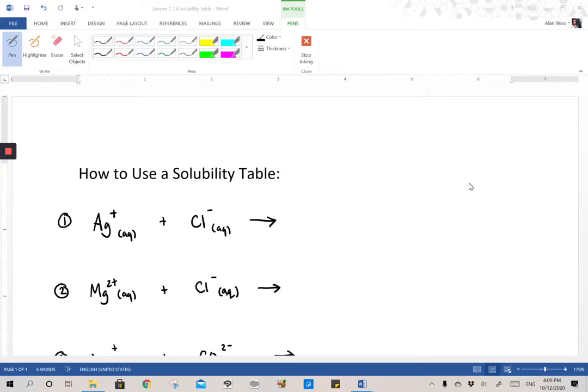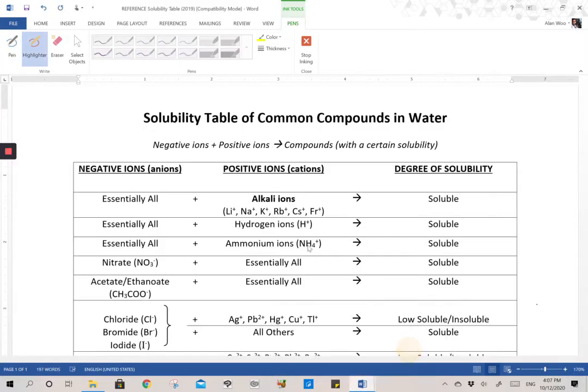For some of you, you may have been taught how to use a solubility table in grade 11. For others, you may not have been taught that, so this is the first time you're going to see it. Either way, you're going to need your periodic table package, and you're going to need to find this particular handout. Okay, it's called a solubility table of common compounds in water.